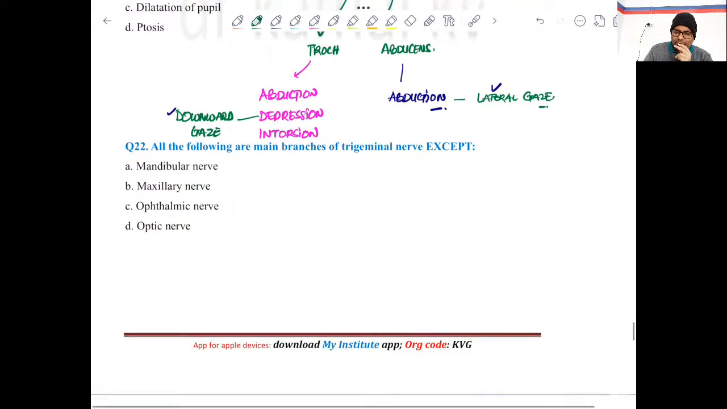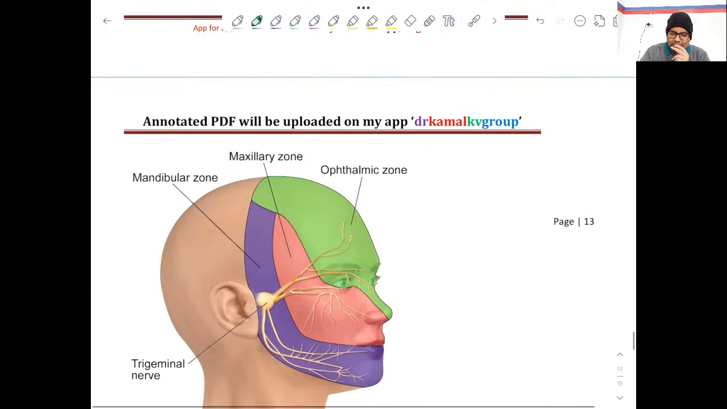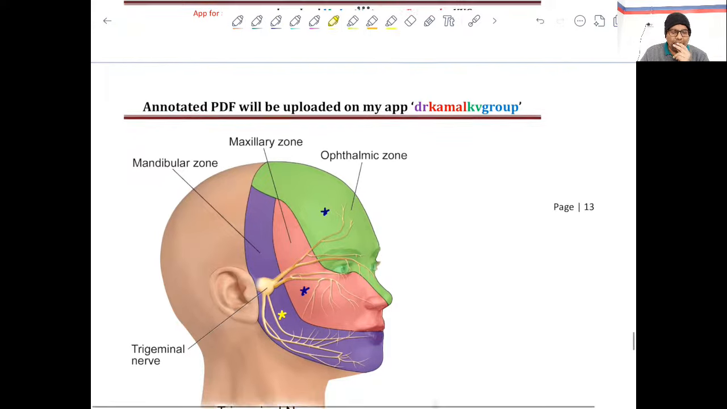Clear? Then moving forward, all are the branches of trigeminal nerve except, now obviously optic nerve is not a branch of trigeminal nerve, it itself is another cranial nerve, that is 2. So here you see the 3 branches: ophthalmic, maxillary and the mandibular. These are the 3 branches of the 5th nerve.